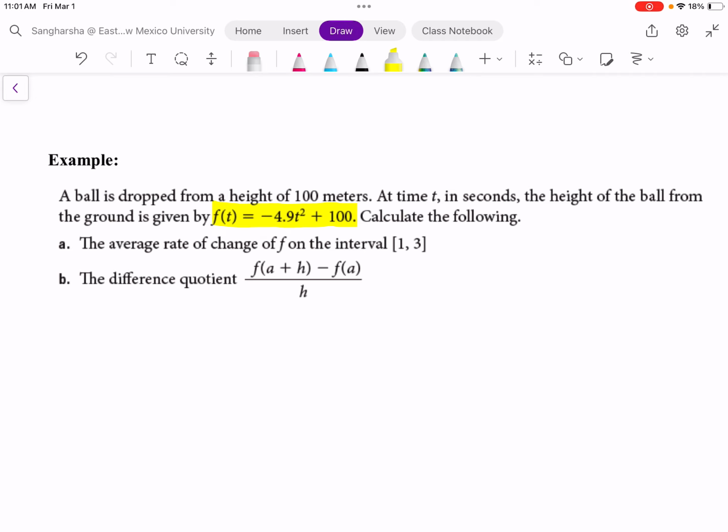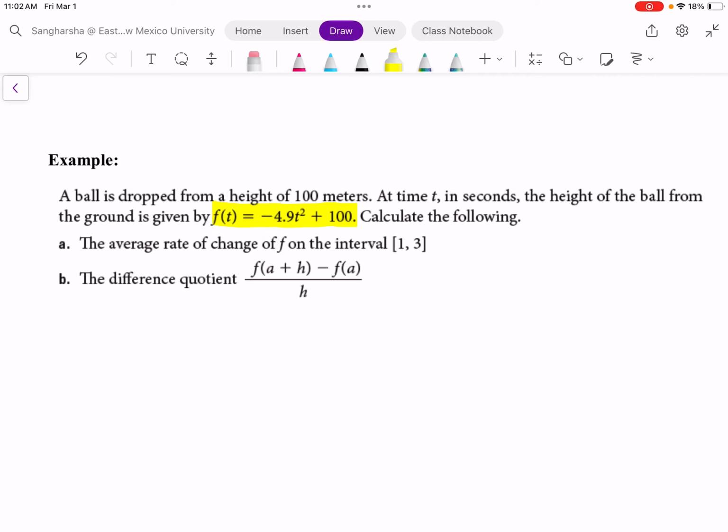Now, as the time changes, the height also changes, and this height of the ball is given by this function. So we have a function f here, and our t is the domain, and f of t is the output.